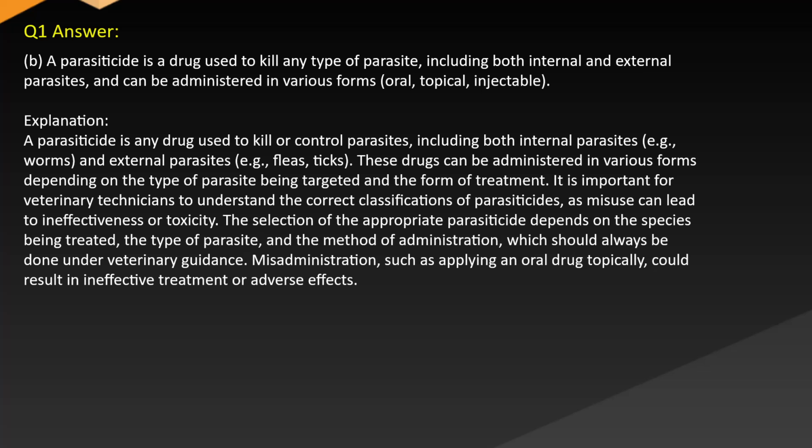It is important for veterinary technicians to understand the correct classifications of parasiticides, as misuse can lead to ineffectiveness or toxicity. The selection of the appropriate parasiticide depends on the species being treated, the type of parasite, and the method of administration, which should always be done under veterinary guidance. Misadministration, such as applying an oral drug topically, can result in ineffective treatment or adverse effects.